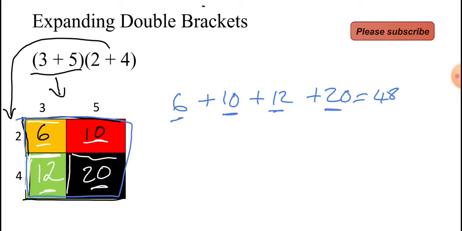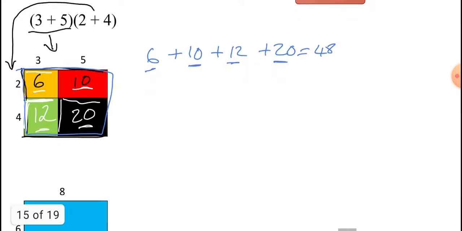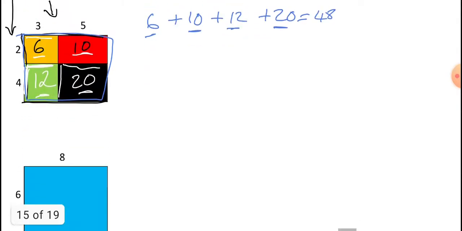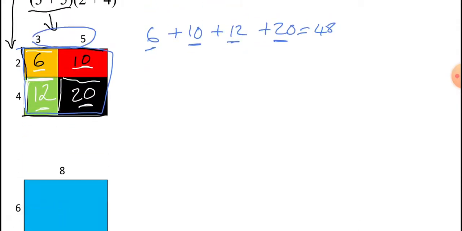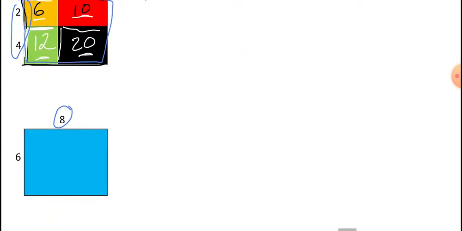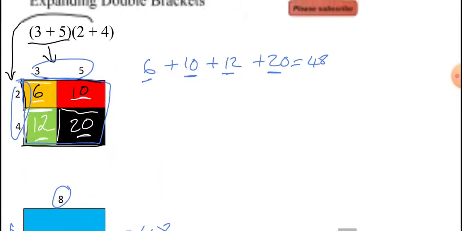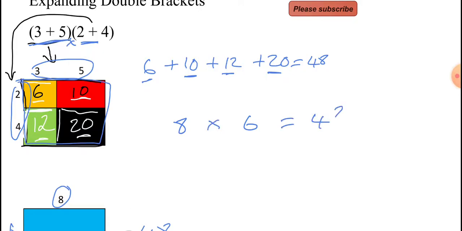But we could have easily done that like this, because 3 add 5 is 8 and 2 add 4 is 6. So 6 times 8 is 48. So the inside of this bracket was 8, and inside of this bracket was 6, and because there's a times sign in between, it's 8 times 6, which is 48.